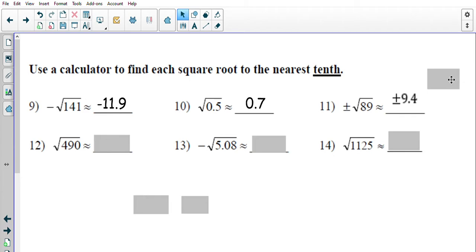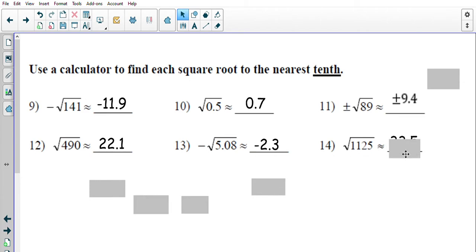Number 12, square root of 490. If we plug it in, you should get about 22.1. Number 13, the negative square root of 5.08 is going to get us about negative 2.3. And number 14, the square root of 1,125 gets us about 33.5.